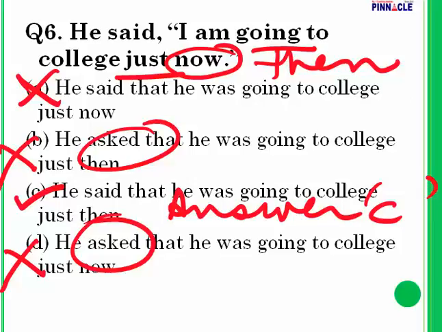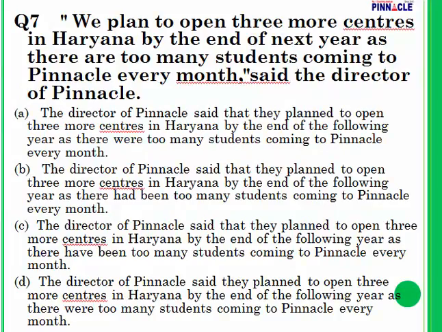Let's take a look at the next question. Question number 7. We plan to open 3 more centers in Haryana by the end of next year as there are too many students coming to Pinnacle every month, said the director of Pinnacle. Now in question number 7, let's take a look. The director of Pinnacle said, we will first go with the reporting verb. We have said here, and here also, in all the options.